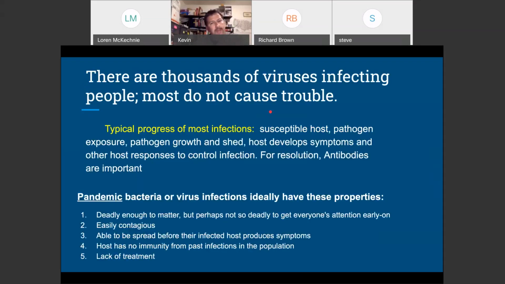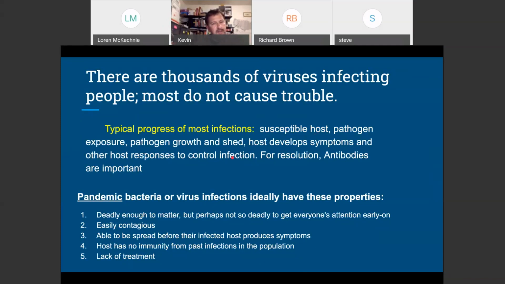So there are literally thousands of viruses that are infecting people all the time, and most don't cause any trouble. The typical progress is you'll have a person, a host, we call it, who's susceptible, meaning they're vulnerable to an infection. The pathogen, which is a bacteria or a virus, can become exposed to them. The pathogen will grow in the cells or in the body of that host. The host will develop some symptoms at some point in response to that growth of the pathogen, and they're going to try to control the infection.